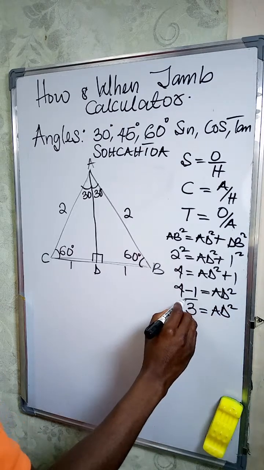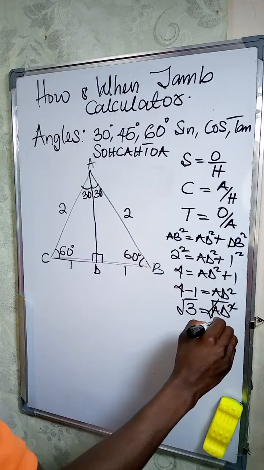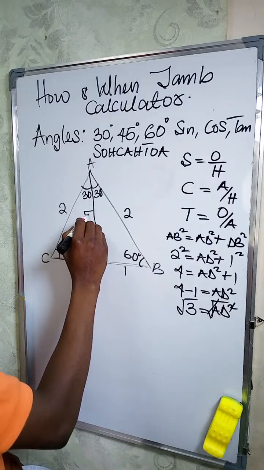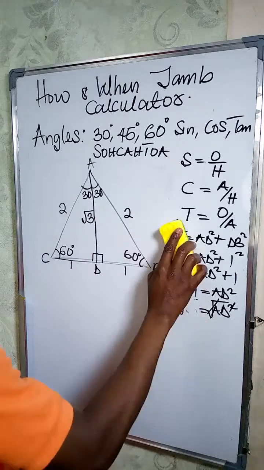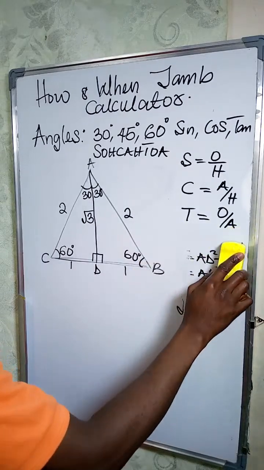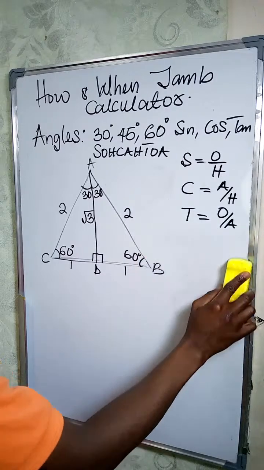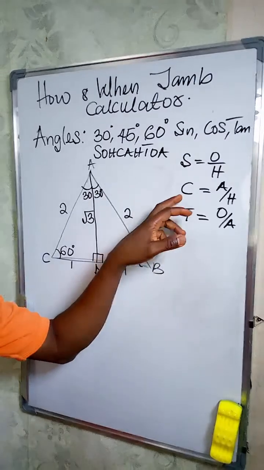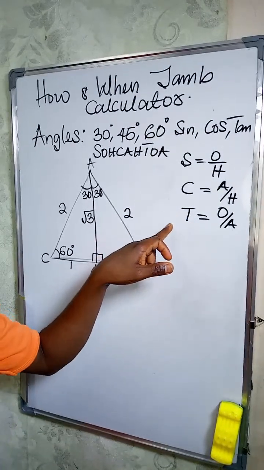So if I take the square root of this side and the square root of this side, you know that the square root will cancel the square. Then AD will be what? It will be root 3. So you see now, I have the side that is root 3. Now if I have that side, I can easily find what my sine, what my cos 30 and cos 60 are, and what my tan 30 and tan 60 are.